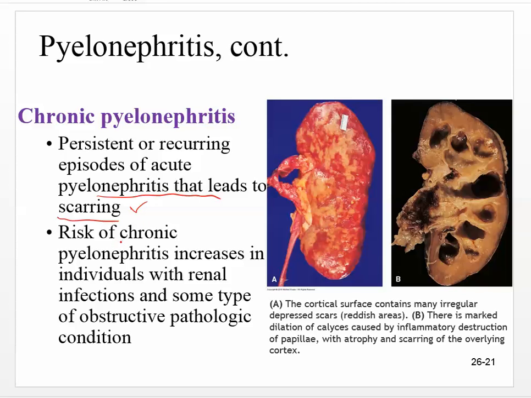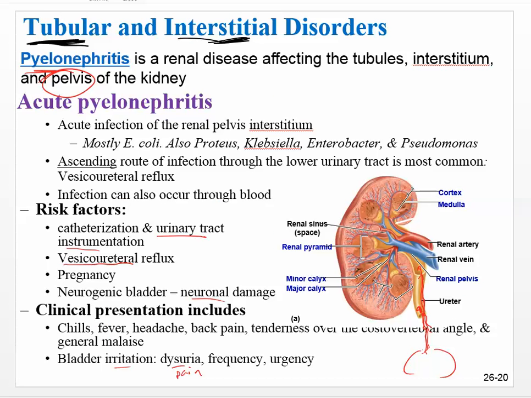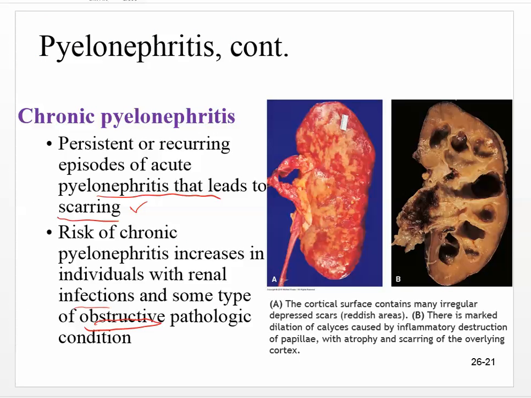So the risk of chronic pyelonephritis increases in individuals with renal infections and some type of obstruction. That should make sense. Going back to acute pyelonephritis, some kind of infection happened, and if this is mixed with some kind of obstruction, then that's more likely to cause the permanent damage.